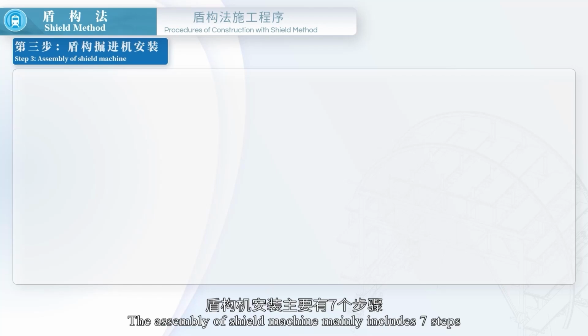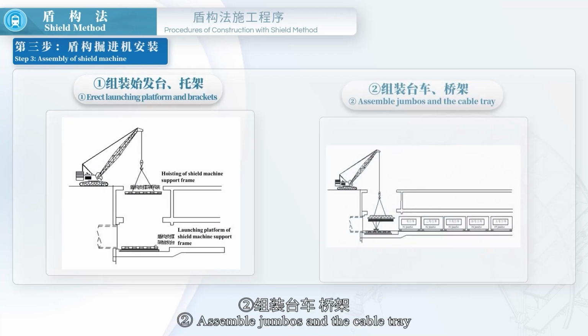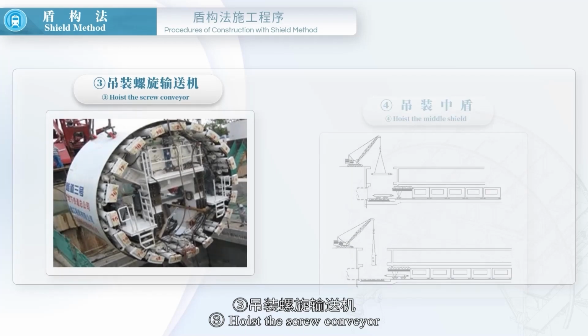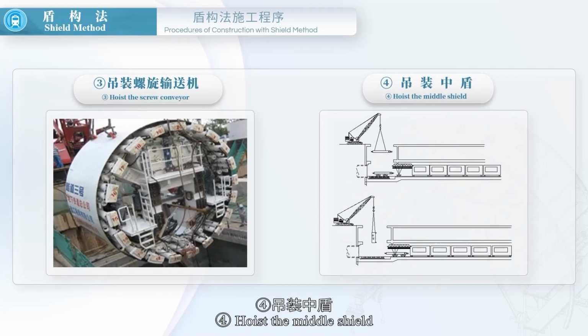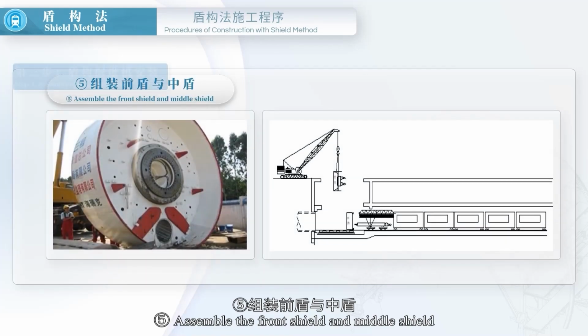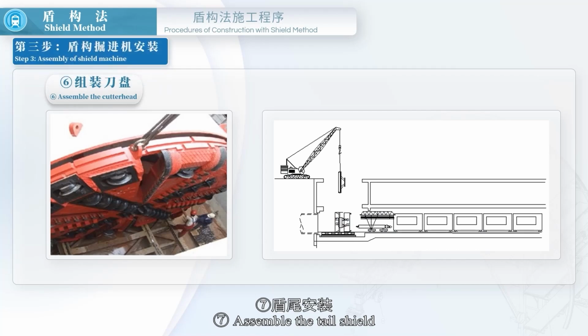The assembly of TBM mainly includes 7 steps. Erect launching platform and brackets. Assemble jumbos and the cable tray. Hoist the screw conveyor. Hoist the middle shield. Assemble the front shield and middle shield. Assemble the cutter head. Assemble the tail shield.